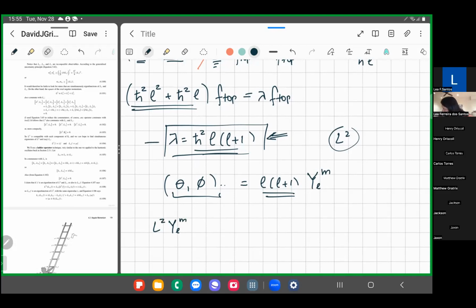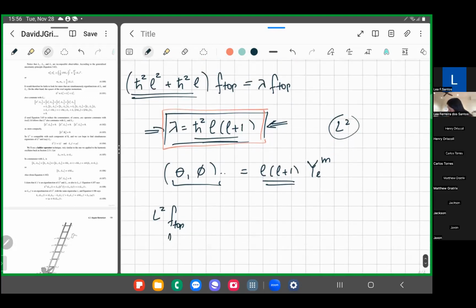So for the moment, we found this. And this eigenvalue here, ħ squared l(l plus 1), is the eigenvalue associated with L squared. Up to this point we are not calling it the eigenfunction, we're not calling it spherical harmonics yet, we are just saying f. And if f is top, if f is bottom, if f is any f, the eigenvalue is always lambda, which is ħ squared l(l plus 1). Okay. So we found that using the top one, but the bottom one will have the same eigenvalue and any f will have the same eigenvalue.